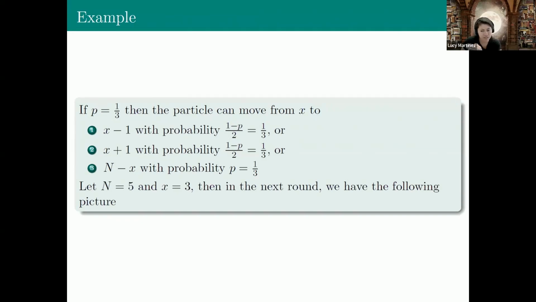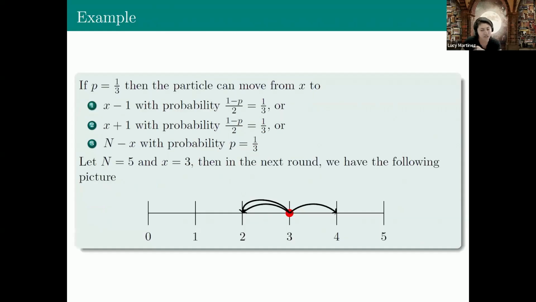Let's look at what happens in the next round. In the next round, we have the following picture. Again, x is where the particle starts, and n is the length of the line segment.